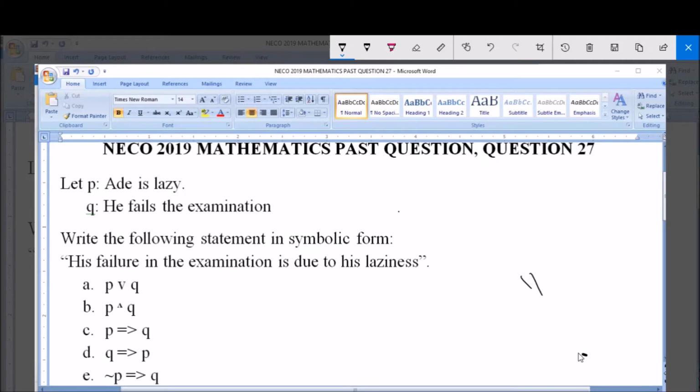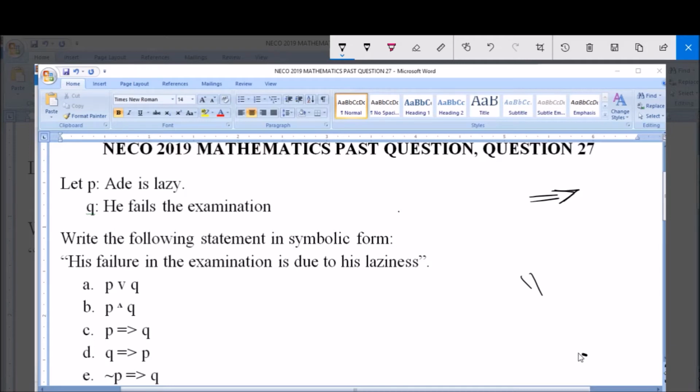Like we know in logical statements, we have what we call the implication, that is when a statement implies another statement. Now let's go with the statement: his failure in the examination is due to his laziness. This simply means that Ade failed because of his laziness, meaning that he fails the examination implies his laziness.